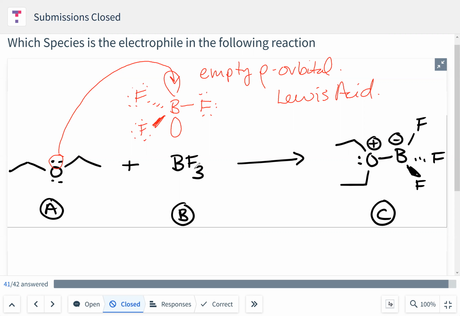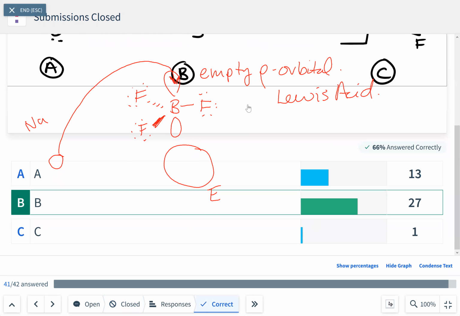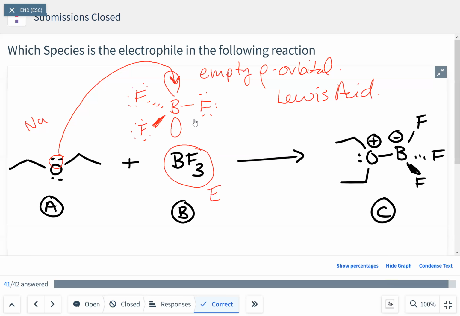And so the tail end, of course, is going to be the nucleophile, and where the arrow is going, this would make BF3 the electrophile. And so the correct answer is B. So B is the electrophile in this case. So boron's got the empty orbital, which makes it a Lewis acid. And remember, electrophiles are very similar to Lewis acids.